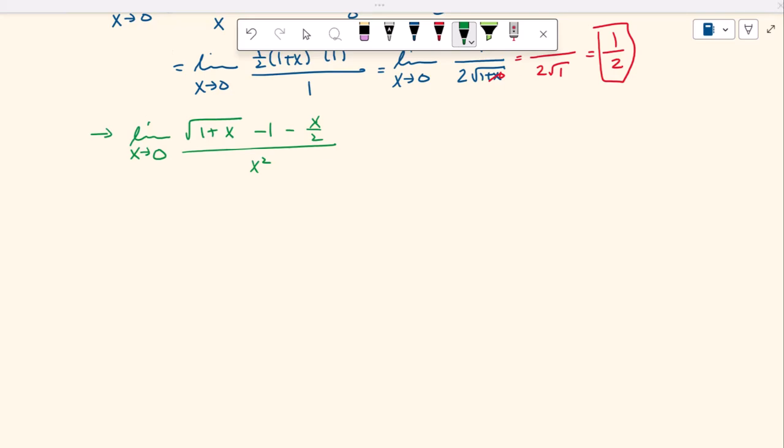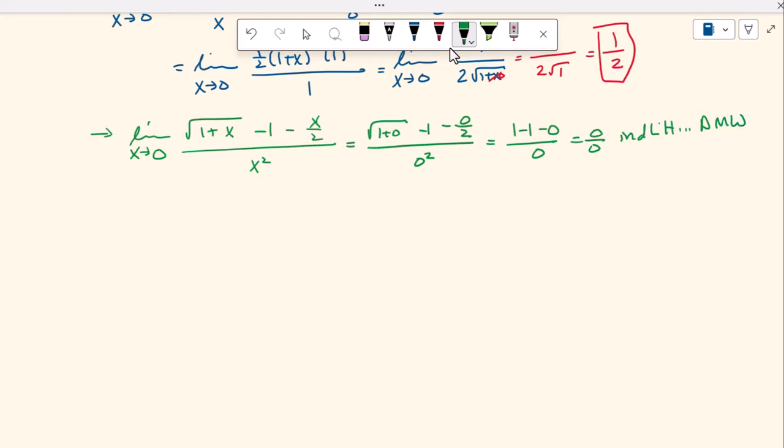So the first thing we do is plug in whatever value is our limiting factor as x approaches 0. We just plug it in and see what we get. If we get a nice answer like 12 or -2, we're done. So if we plug that in, we get square root of 1 plus 0 minus 1 minus 0 over 2, all over 0 squared. Square root of 1 is 1, so I get 1 minus 1 minus 0 over 0. 0 over 0 is indeterminate L'Hopital's, and that means to do more work.